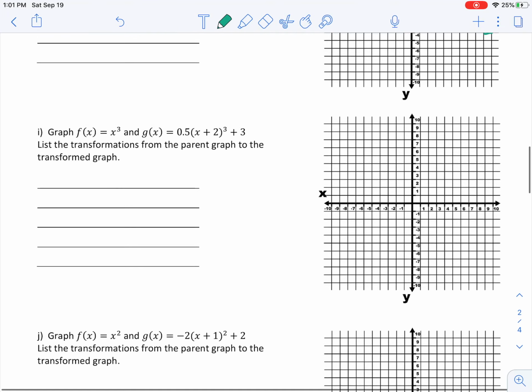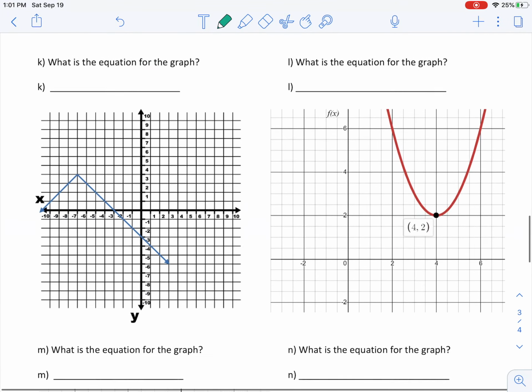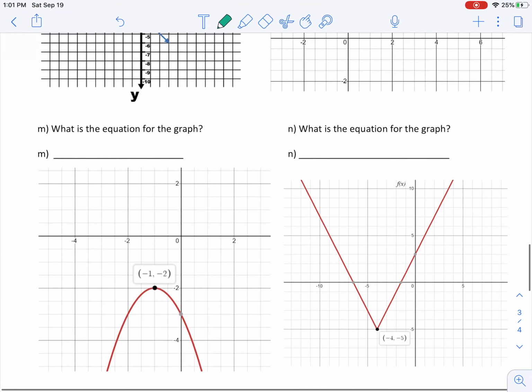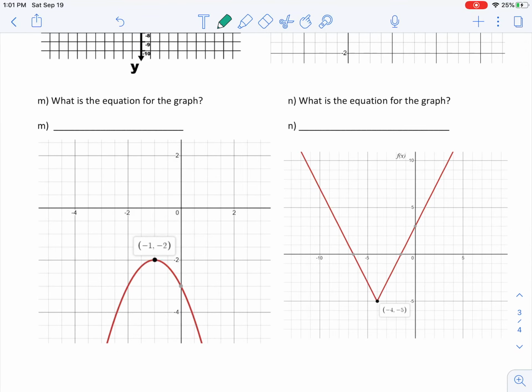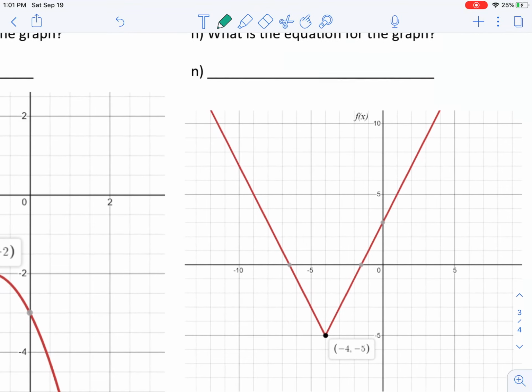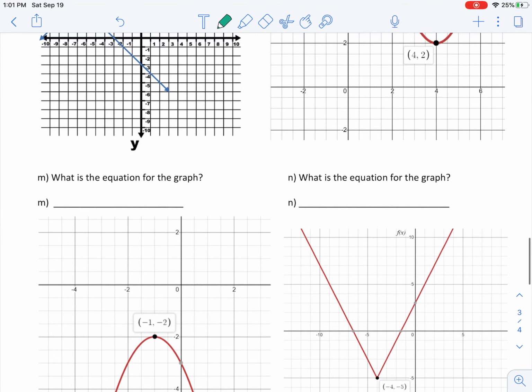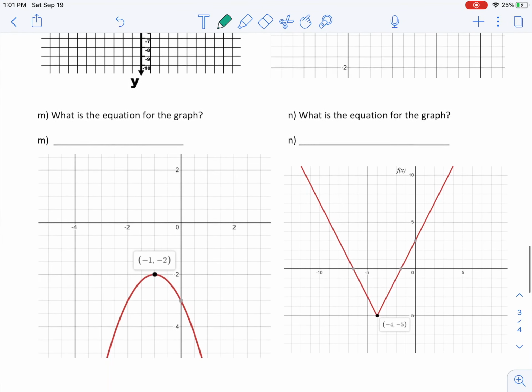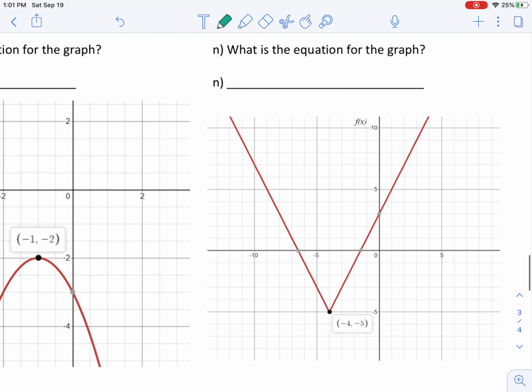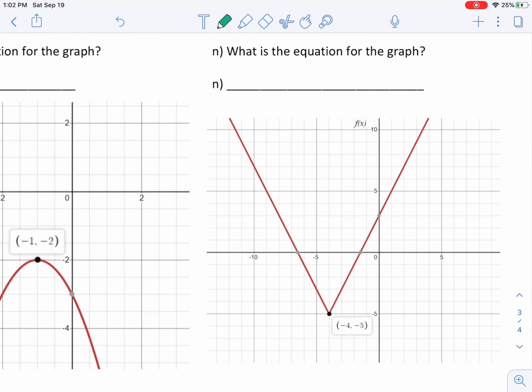All right, the next one, we're going to skip a few of these here. I'm going to do N with you. We're going to try to figure out what the graph is. Actually, is N the one that I wanted to do? I think it was. It's also an absolute value. But this one has a vertical stretch, which I'll show you how to figure out. We know that the parent function, because it's a V shape, is the absolute value of x. And I want to figure out what my h, k, and a would be.